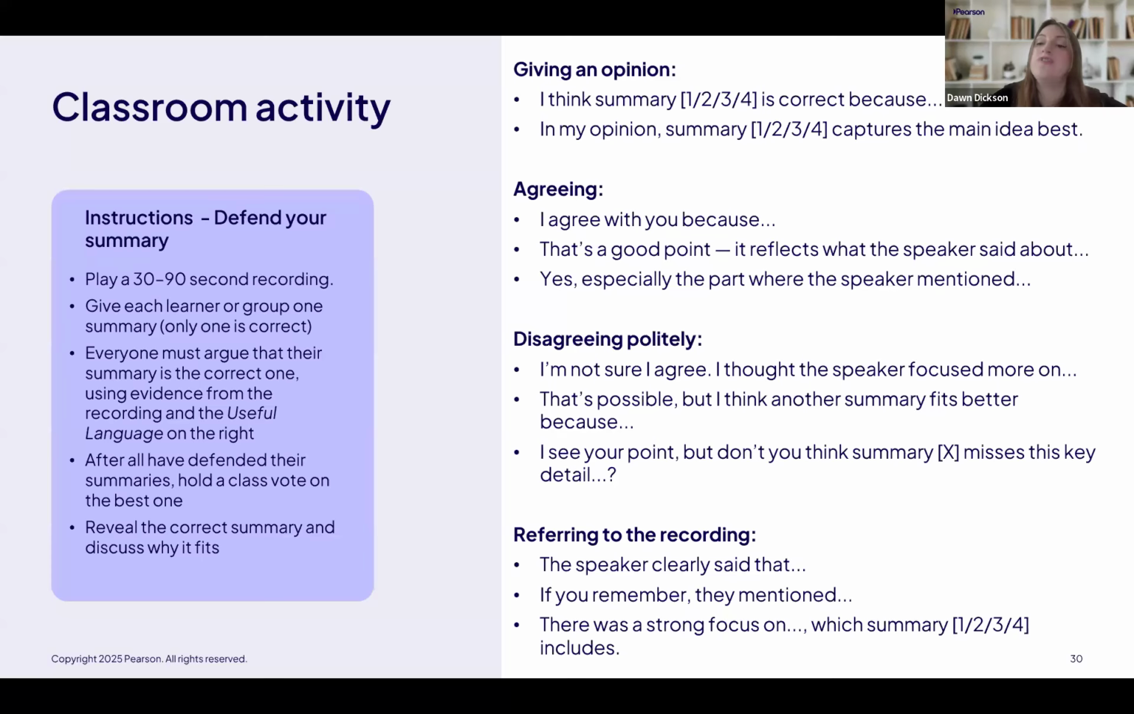This useful language is found in the resources, so you can provide them with this. As you can see, giving an opinion, agreeing, disagreeing politely, referring to the recording.